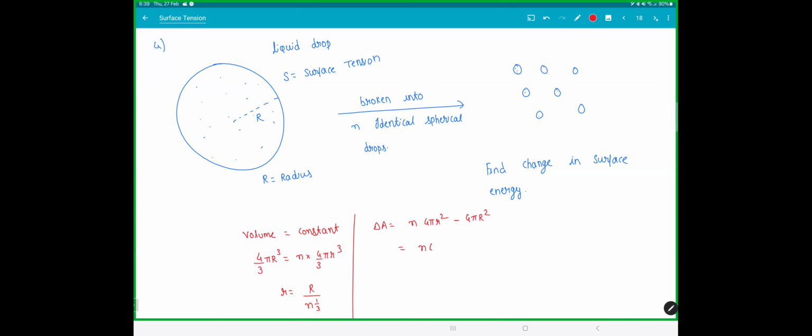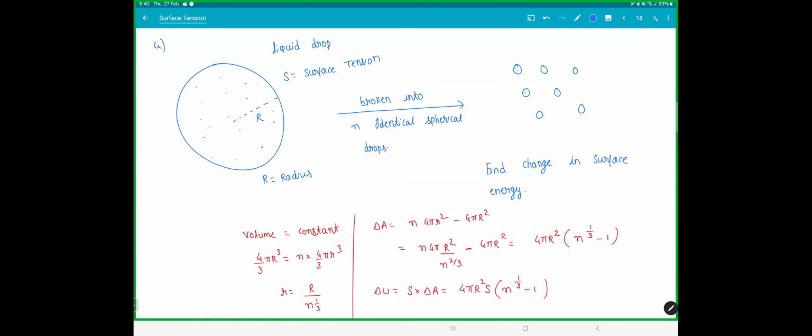This will be n 4 pi r square by n power 2 by 3. So this is 4 pi r square into n to the power of 1 by 3 minus 1. Therefore, change in surface energy is S into delta A, which is 4 pi r square S into n to the power of 1 by 3 minus 1. Check. Clear everyone?